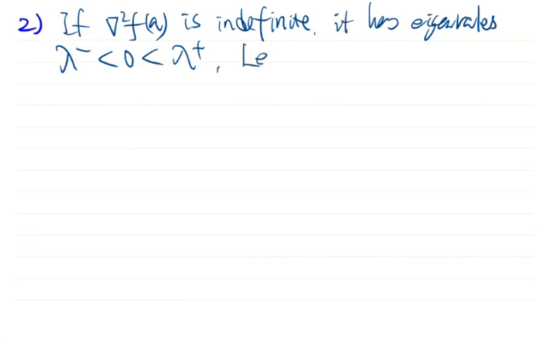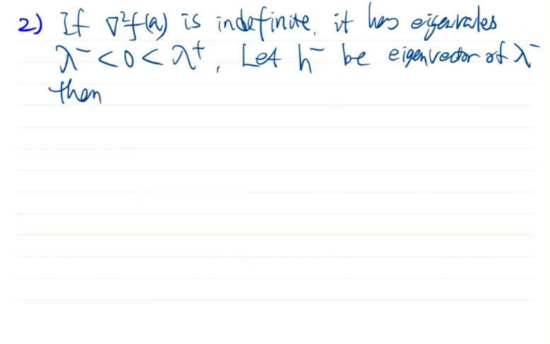Now let h minus be an eigenvector of lambda minus. Okay. Then we consider this limit. So this is our point A. This is our R. F is defined in the R neighborhood of A.